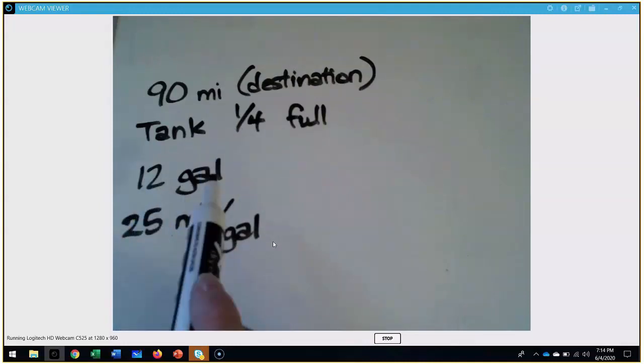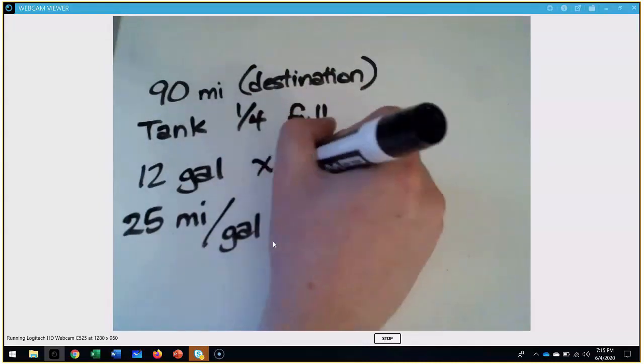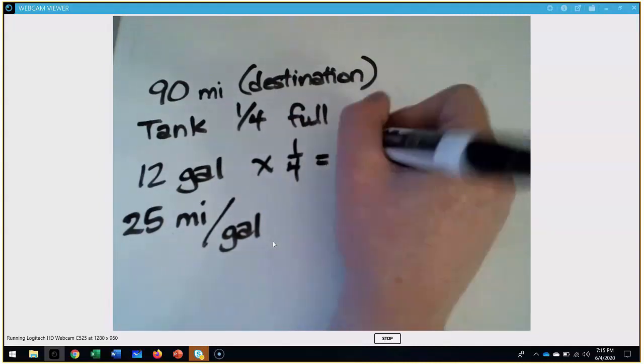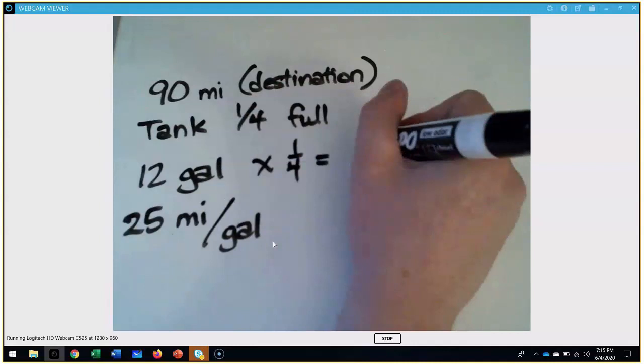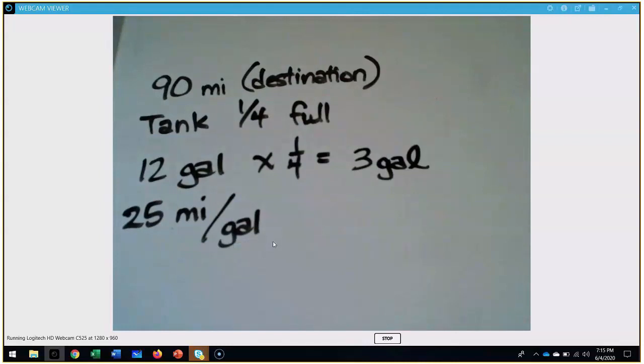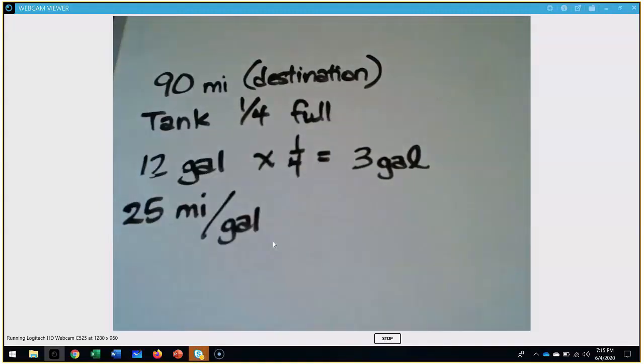My tank holds 12, but it's only 1/4 full. So I'm going to multiply 12 by 1/4 to see how many gallons of gas I actually have. 12 times 1/4 is 3. Again, if you don't know that off the top of your head, just plug it in. 12 times, use parentheses for your fractions if you don't have a fraction key, and just do 1 divided by 4. So I have 3 gallons. We've got 3 gallons of gas.